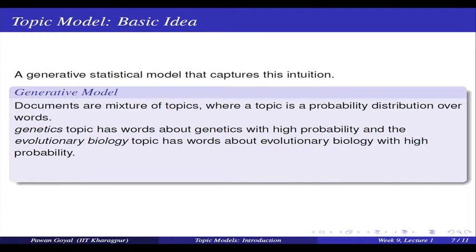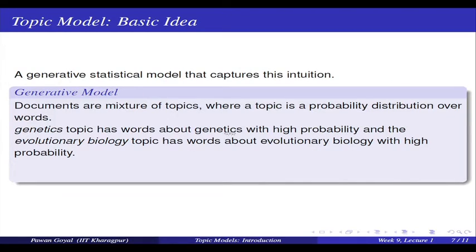Okay. So what does that mean? If I have a topic like genetics, remember no labeling, but we can see when we see the words, so this is probably about genetics. If you have a topic about genetics, this will have words about genetics with high probability, and if we have a topic of evolutionary biology, it will have words about evolutionary biology with high probability. Okay. So these will be making two different themes in this collection.